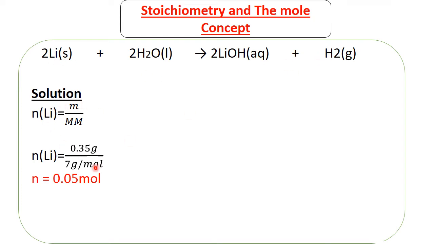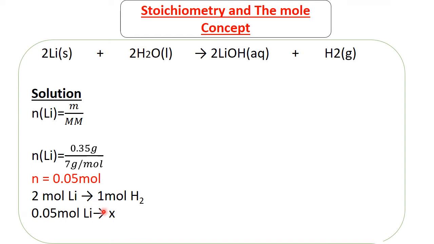But in our actual experiment, we have 0.05 moles of lithium. So how many moles of hydrogen are going to be produced if we only have 0.05 moles of lithium? So we can use the coefficients. 2 moles of lithium produces 1 mole of hydrogen. What about 0.05 moles of lithium? How many moles of hydrogen are they going to produce?